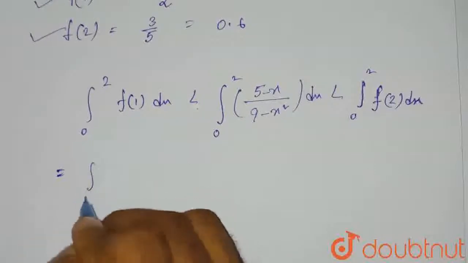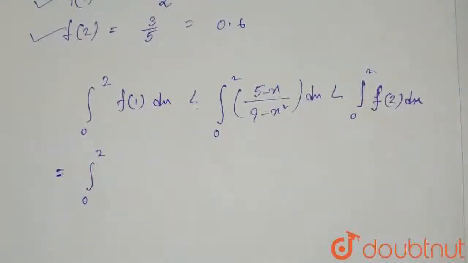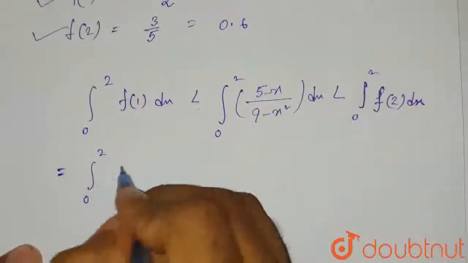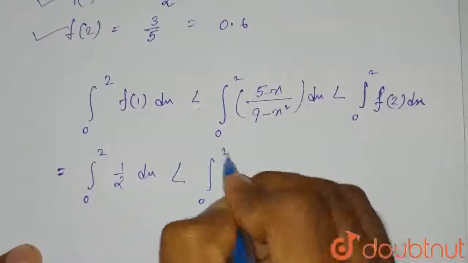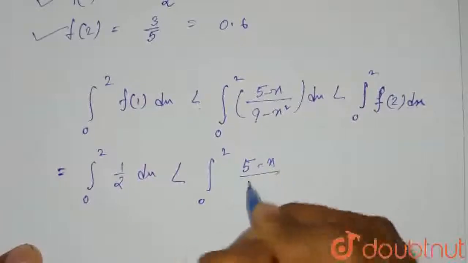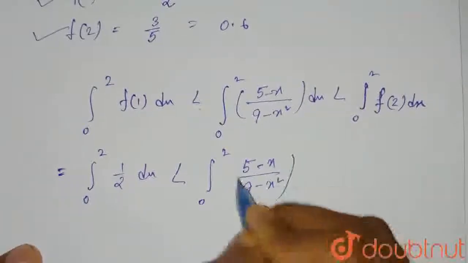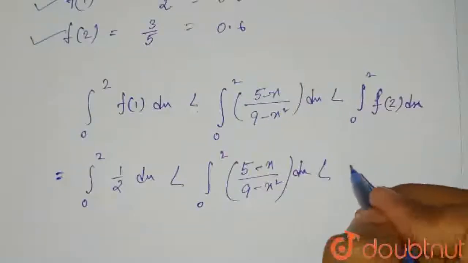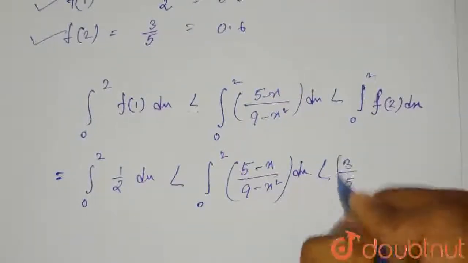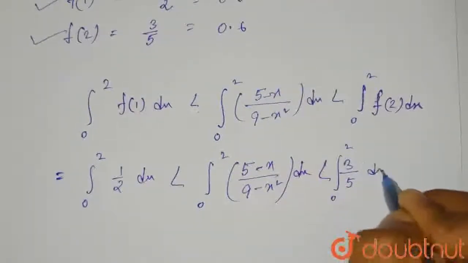Now if we put the value of this, integration 0 to 2, here f of 1 is half. So it will be integration 0 to 2 half dx less than integration 0 to 2 5 minus x divided by 9 minus x square dx, less than the value for f of 2, which is 3 divided by 5, integration 0 to 2 dx.